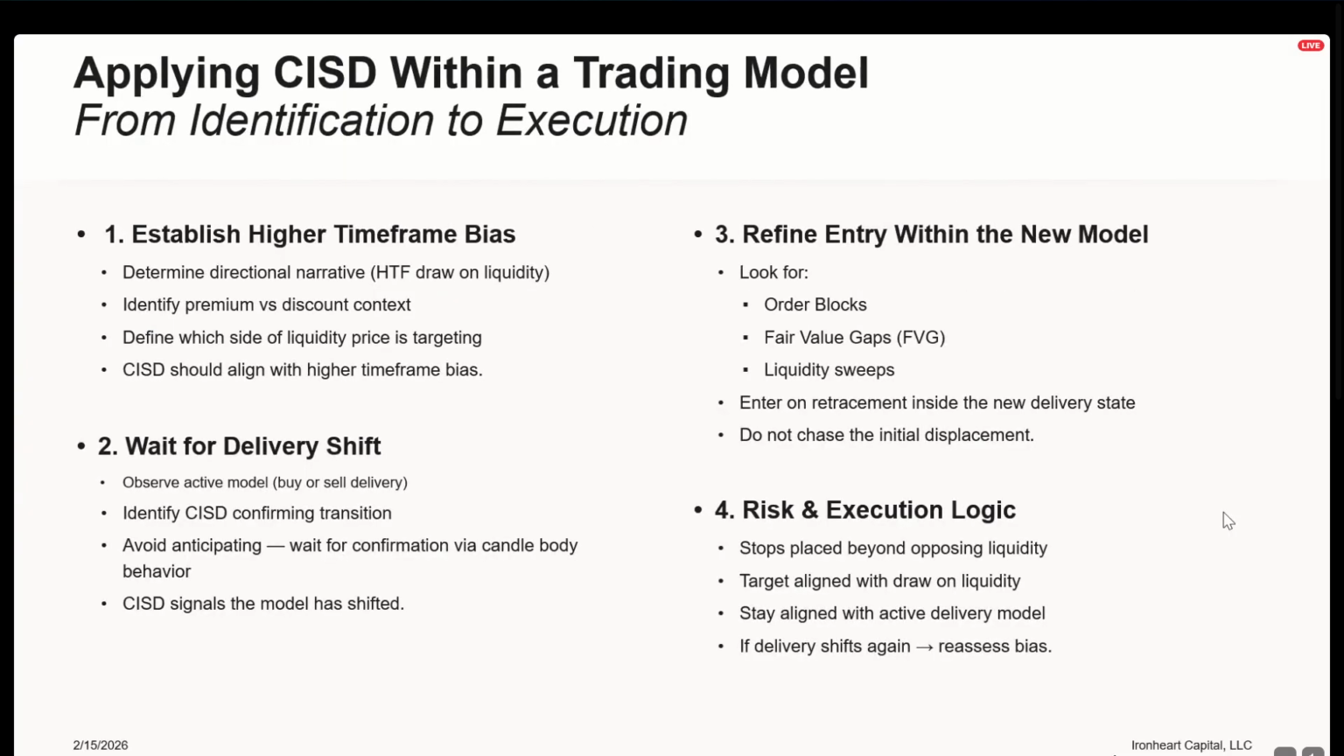So, once you have an idea of what a change in the state of delivery is, it can help you execute a trading model.